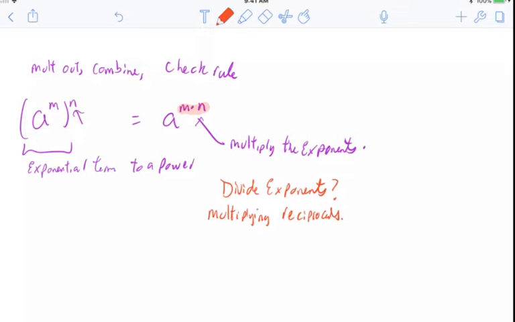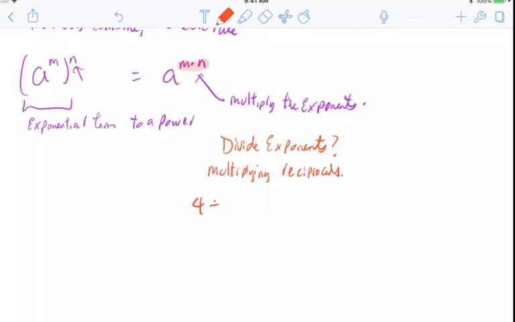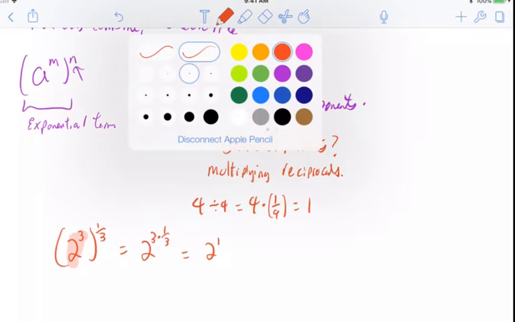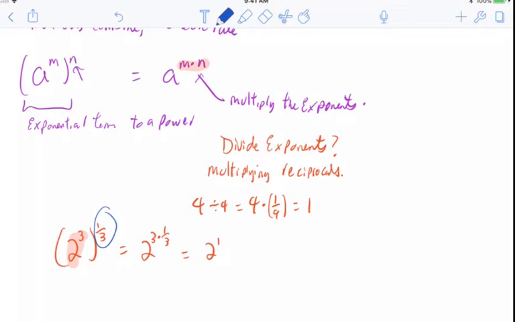Right? We mentioned that one earlier. So instead of saying 4 divided by 4, what we could say is 4 times 1 over 4. That's equal to 1. Yeah? So arguably, 2 to the power 3 to the 1 over 3 should be equal to 2 to the 3 times 1 over 3, which should be equal to 2 to the 1. Right? Yeah. So it seems like there is some situation where you would want to have a reciprocal exponent. But how do we interpret that?